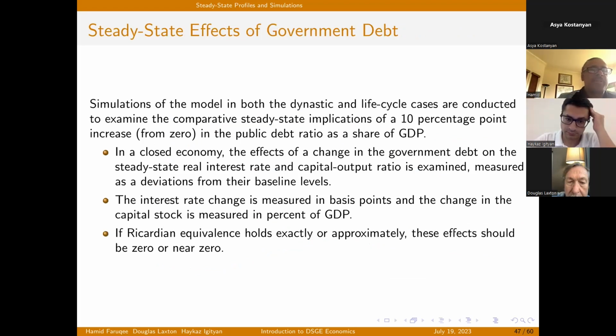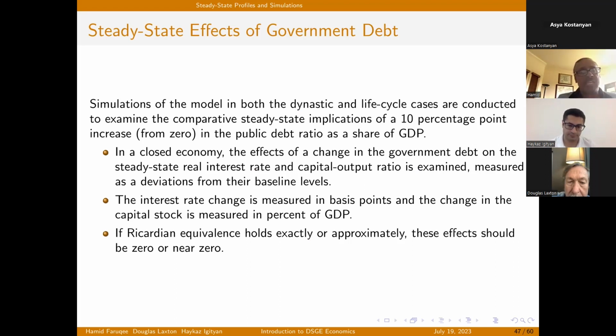So, we've been spending a lot of time talking about the model structure. So now we can do some economic experiments and look at the effects of changes in government debt across all these different versions of the model, the dynastic case, the life cycle case, the case with liquidity constraints and so forth. And so what we do is we look at a 10 percentage point increase in public debt as a share of GDP. And we do that both in the closed economy case and the small open economy case.